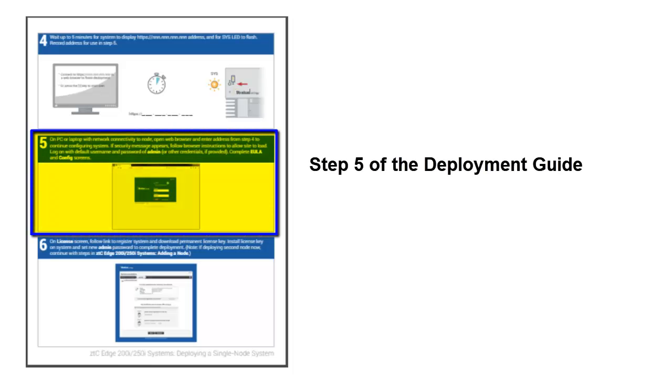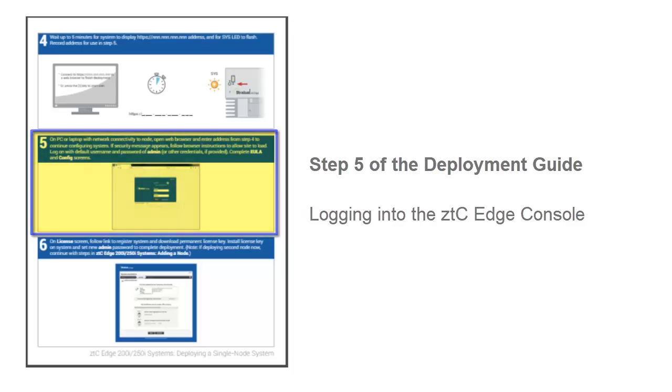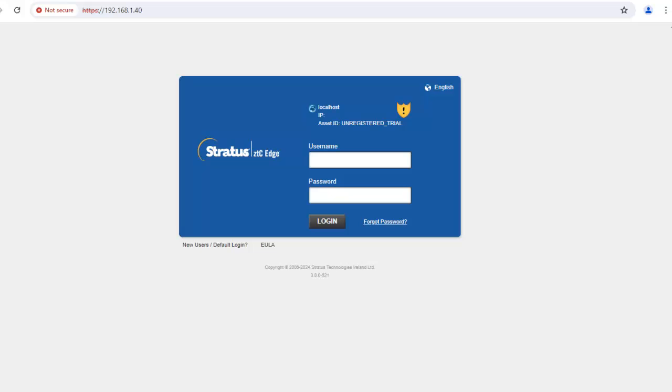We'll now cover step 5 of the deployment guide. Logging into the ztC Edge console. To log on to the ztC Edge console for the first time, from a networked PC or laptop, type the IP address you received from the ztC Edge configuration screen into a browser address bar. Note, if a security message appears, proceed to the website. You can add a security exception later, to allow the site to load without the message.